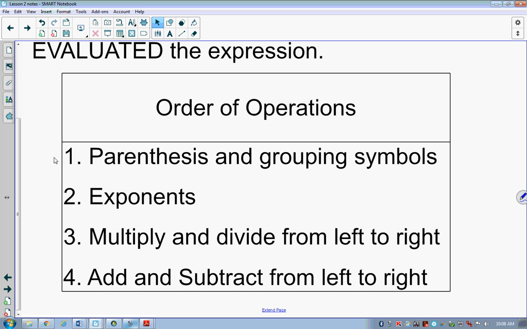Now, are we strict to PEMDAS? If I draw it up here on the board, P-E-M-D-A-S, can I switch M and D? Yeah. What is it contingent upon? As you'll notice up here, it says from left to right. So if division is further to the left than the multiplication, am I going to do division first? Yes. If subtraction is further left than addition, am I going to do subtraction first? All right. So M and D, and A and S, are interchangeable depending upon left or right location.